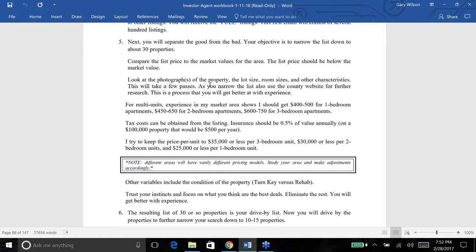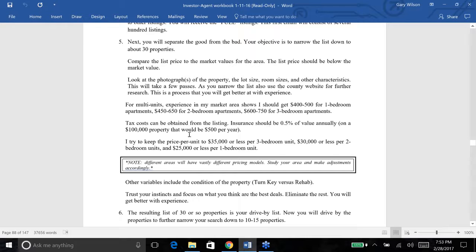But what you're doing is you're looking at the photos, looking at the description of the property, looking at the amenities, square footage, does it have laundry hookups, all these things, and you're going to narrow it down and cut it in half, at least in half again. The reality is you want to get it down to eventually somewhere between 10 and 15 properties. All right. So this pass, you're looking at all the pictures, looking at all the character traits of the property, separating the good from the bad, and keeping the good.